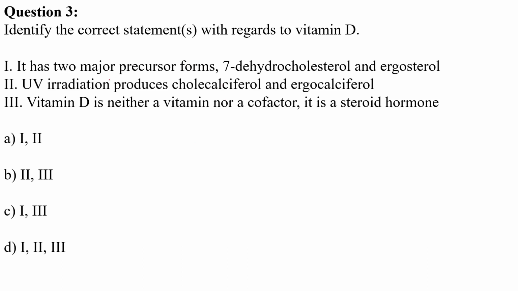So moving to the next question, question number 3. Identify the correct statements with regards to vitamin D. First statement is it has 2 major precursor forms, 7-dehydrocholesterol and ergocholesterol. Second statement is UV irradiation produces cholecalciferol and ergocalciferol. Third statement is vitamin D is neither a vitamin nor a cofactor, it is actually a steroid hormone. So we have to identify the correct statements here.